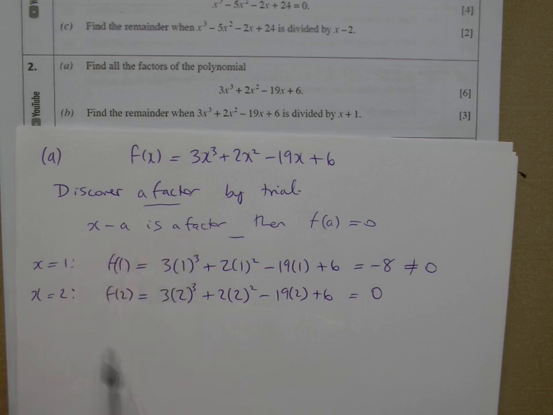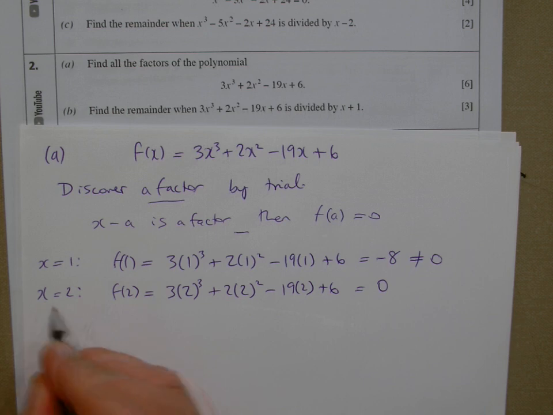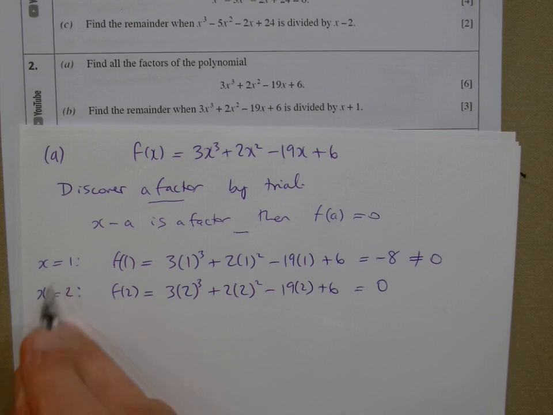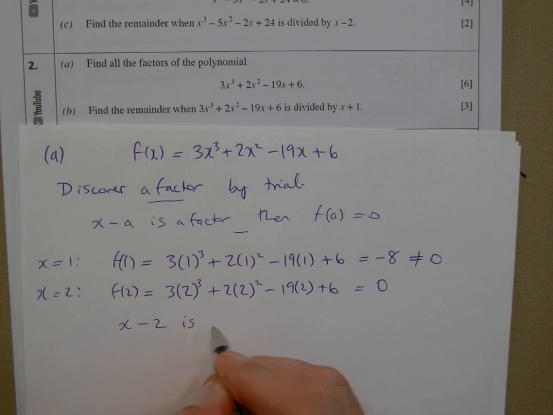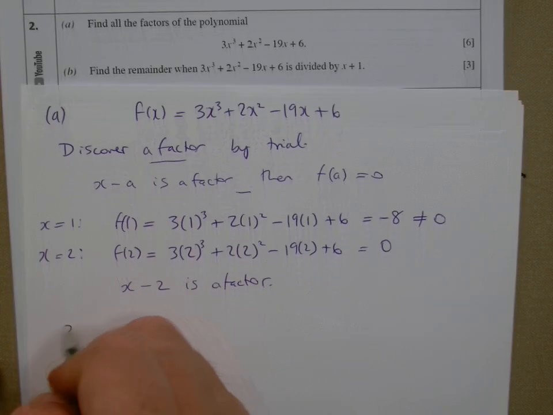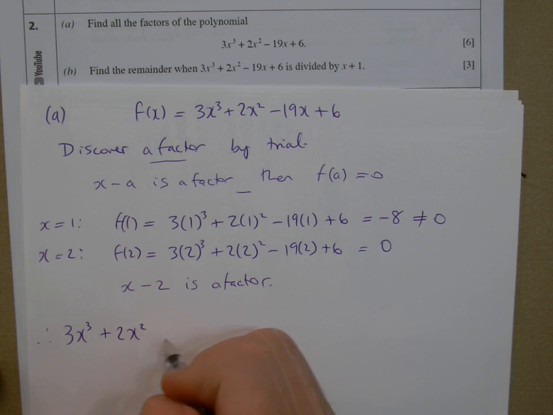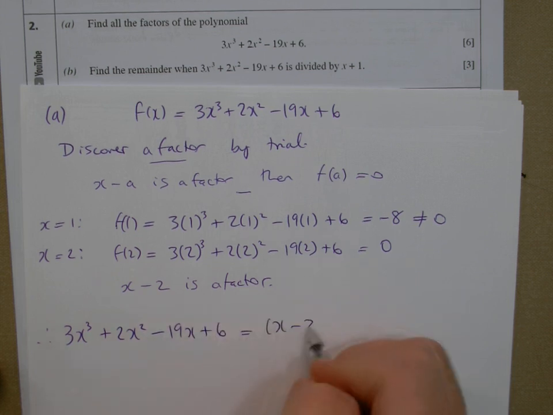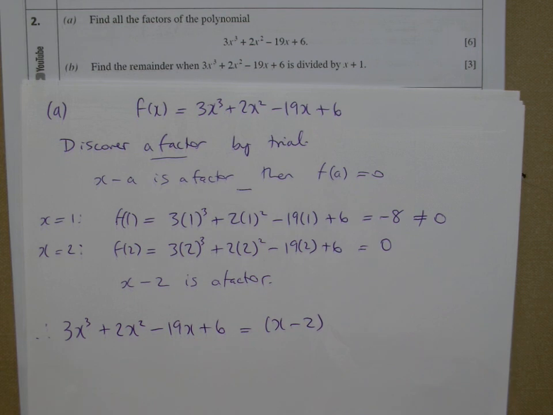The really good way of doing it, I always think, is if you've got x equals 2 here, think of this as an equation. Take the 2 over the other side, and it becomes a minus 2, doesn't it? So we've got our factor. Once you've got a factor, it really does open it up for us. So now I'm going to write 3x cubed plus 2x squared minus 19x plus 6 equals x minus 2. That's one of my factors.